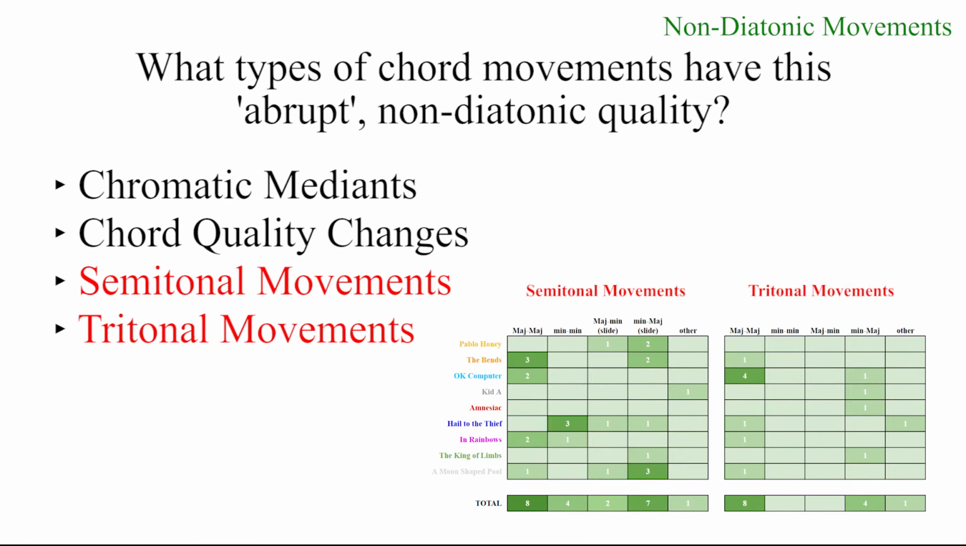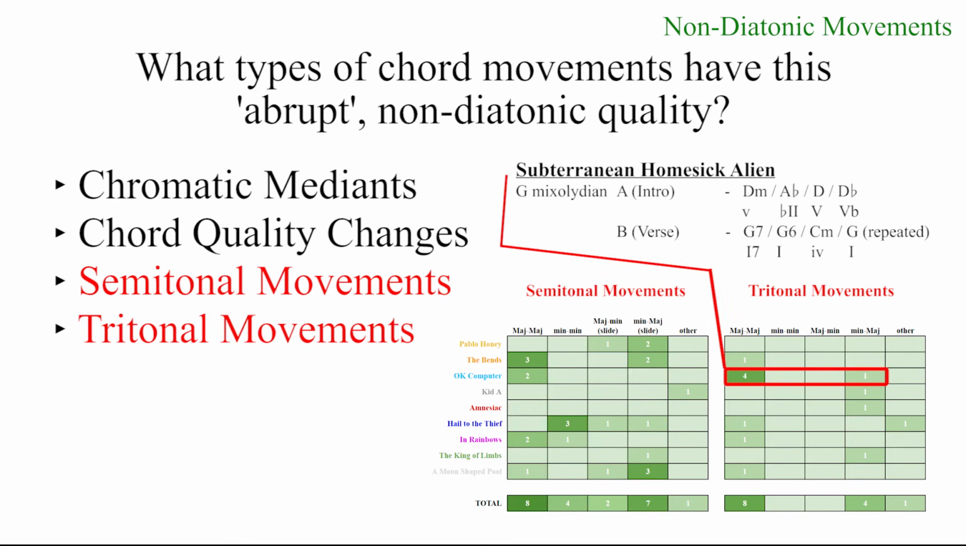Due to the infrequency of these features, their appearance in this distribution is typically connected to individual songs. For instance, 3 of OK Computer's 5 tritonal changes occur in the intro to Subterranean Homesick Alien.